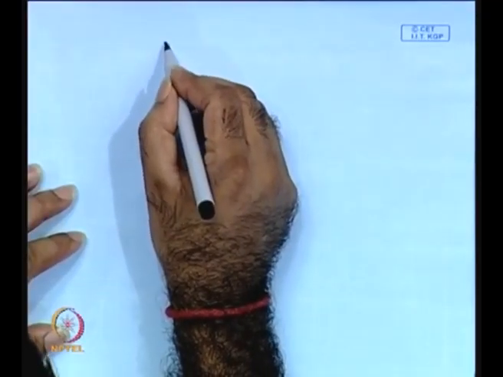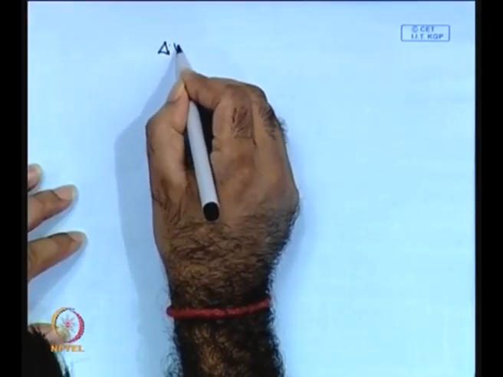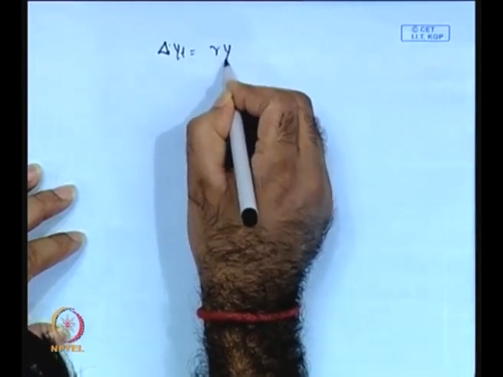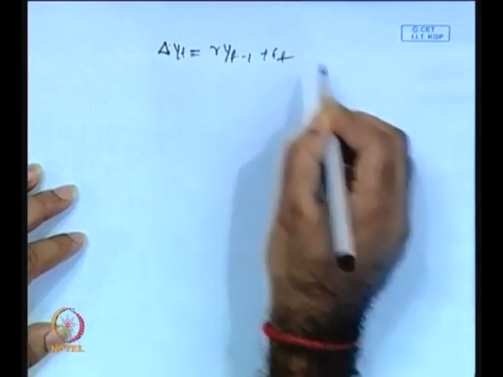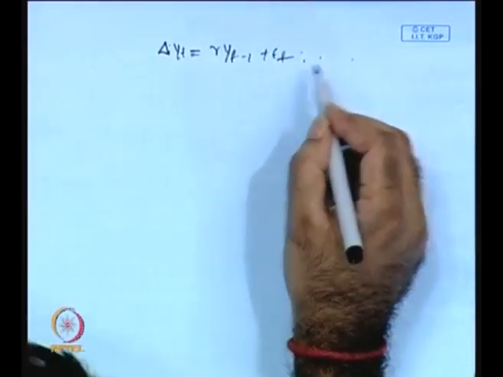The Dickey-Fuller statistic has several versions. If I summarize, there are specifically three different forms. The first form is delta y_t = gamma y_(t-1) + epsilon_t. This is the single one form.